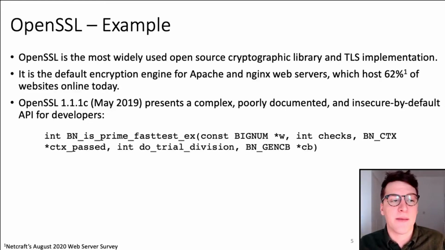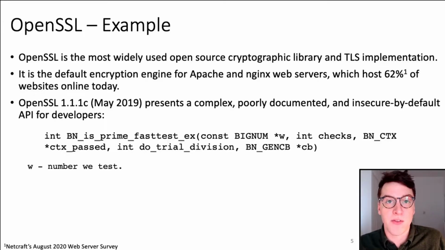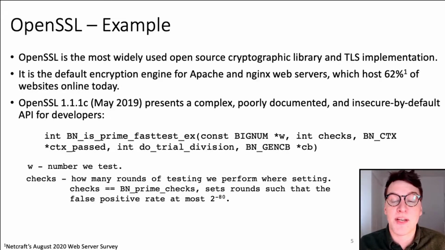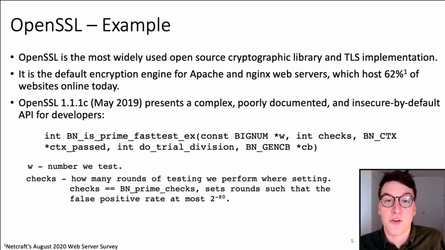So here we lay out the API. This BN is prime fast test X, and we'll look at some of the important arguments. So first W, the big number that we want to test, and then we look at checks. Now this is how many rounds of testing is performed. So if checks is set to the default value, which is BN prime checks, then this sets the rounds such that the false positive rate is at most 2 to the negative 80.